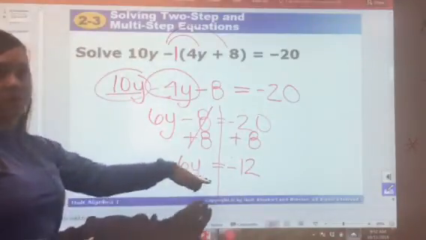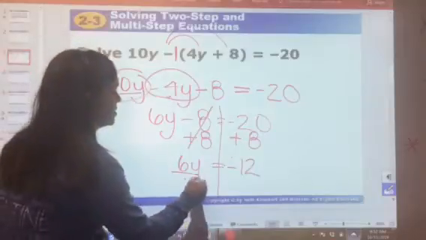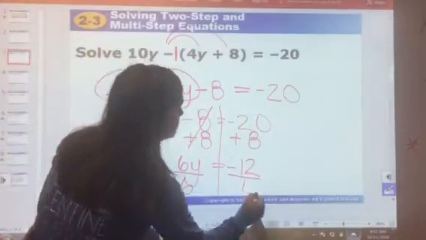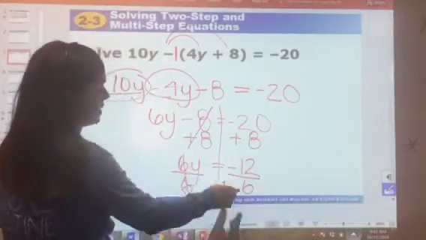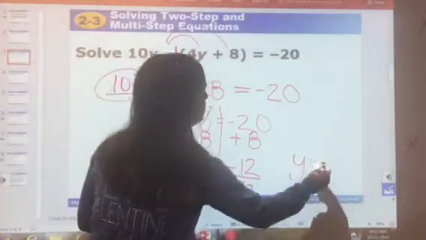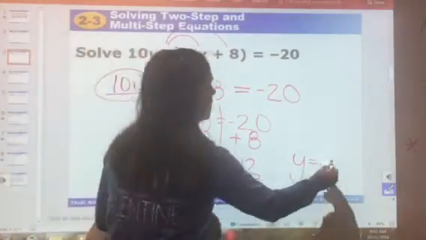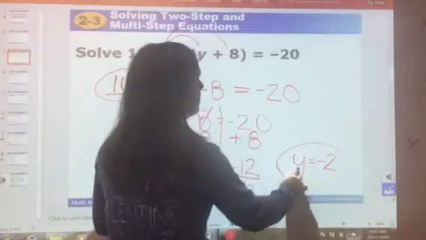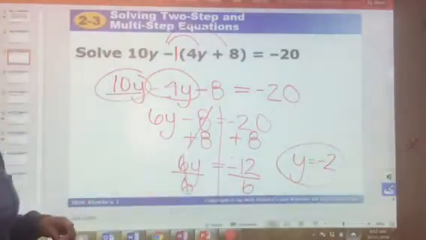Now this 6 is being multiplied to y, so the inverse of that, I'm just going to divide. And finally, I can simplify this. A negative 12 divided by a positive 6 is going to give me a negative 2. So my y equals a negative 2.